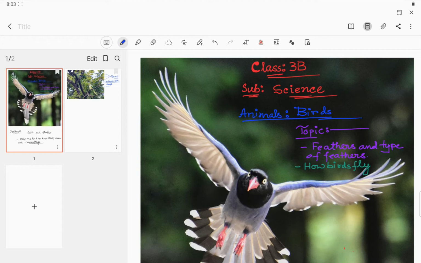We are in the chapter animals like birds. In the previous video, we discussed climbing birds, perching birds, scratching birds, swimming birds, etc. Today, we are going to discuss feathers, types of feathers, and how birds fly. In this picture, a bird is flying. So, let's start.